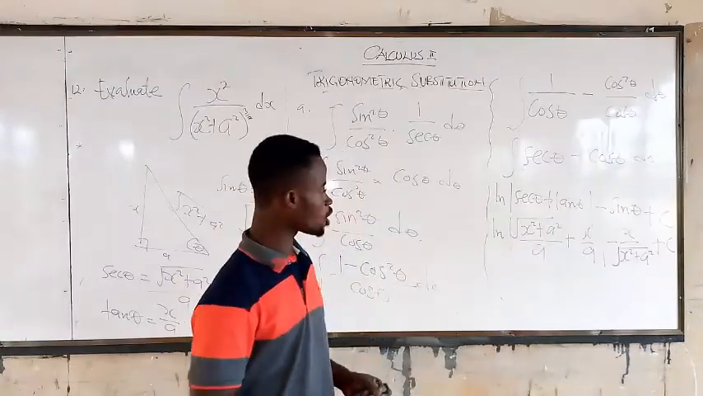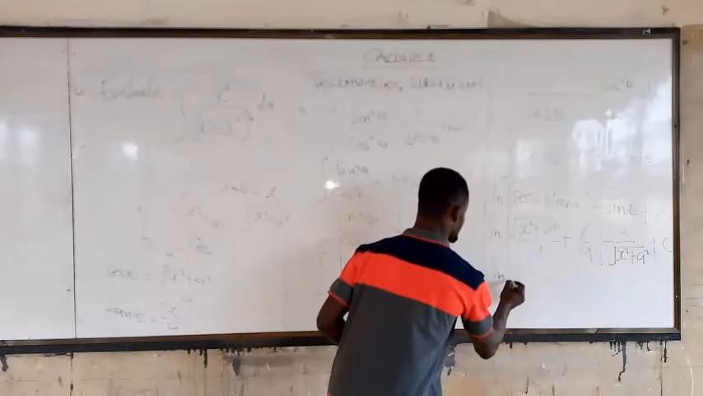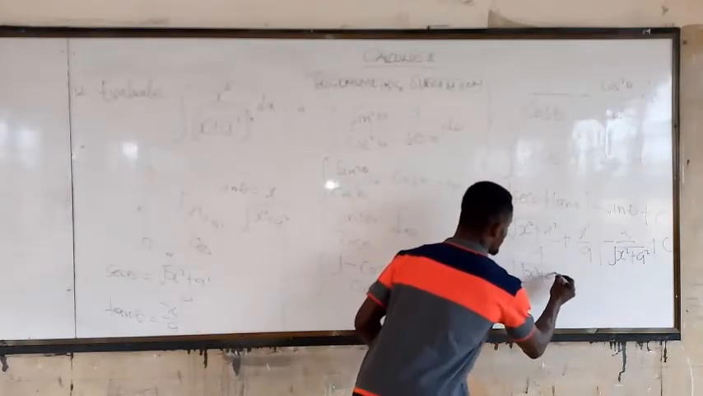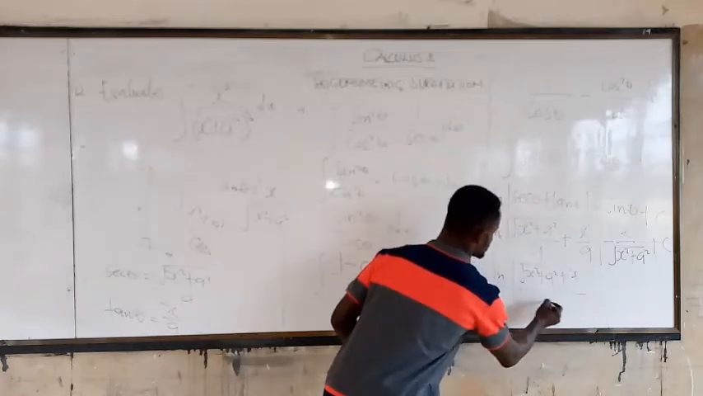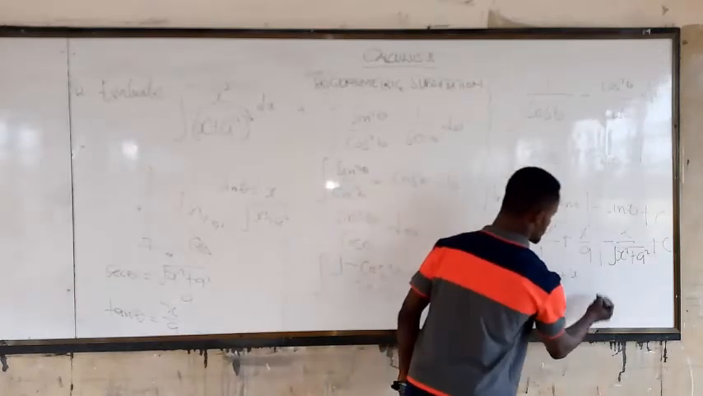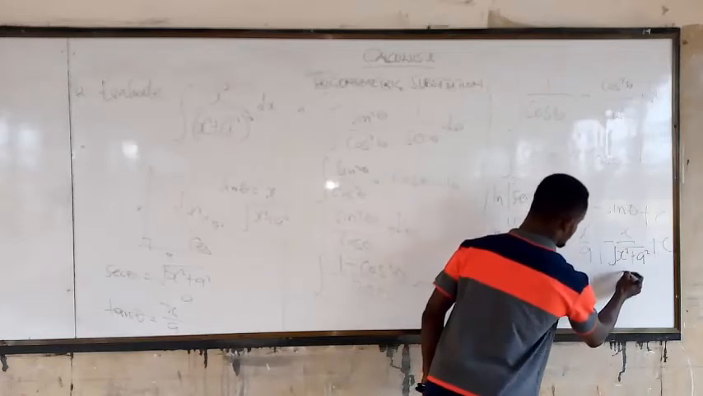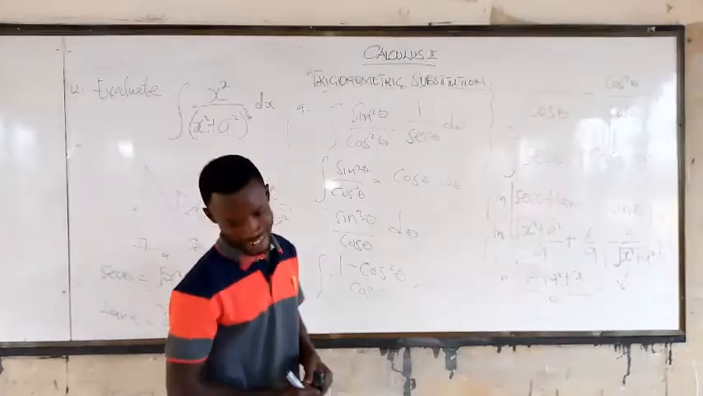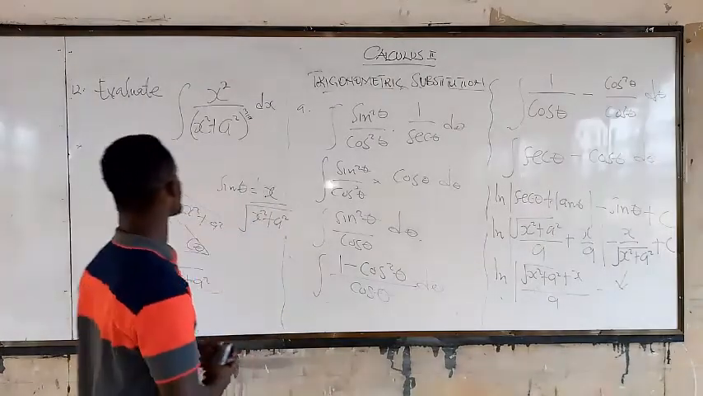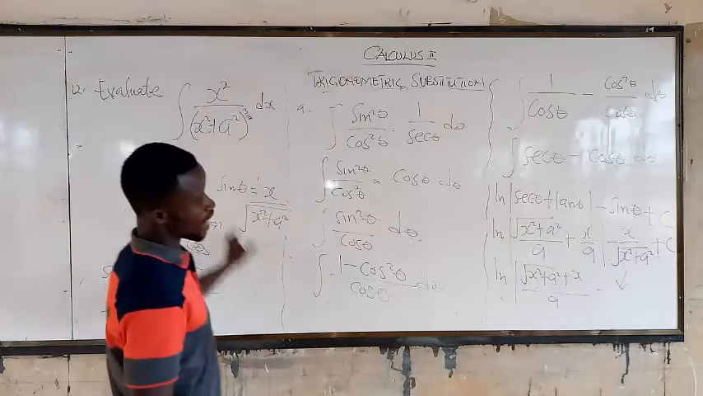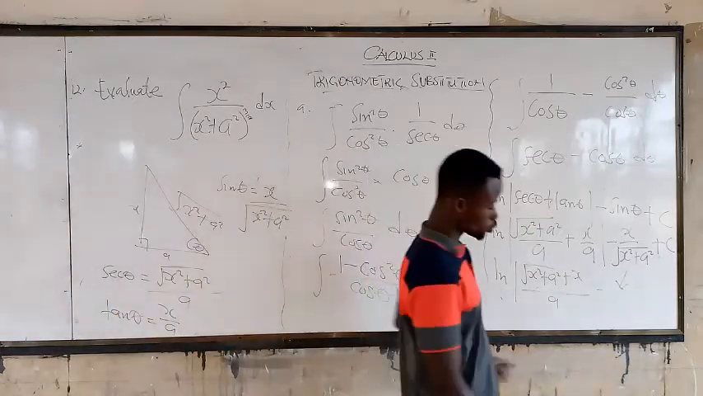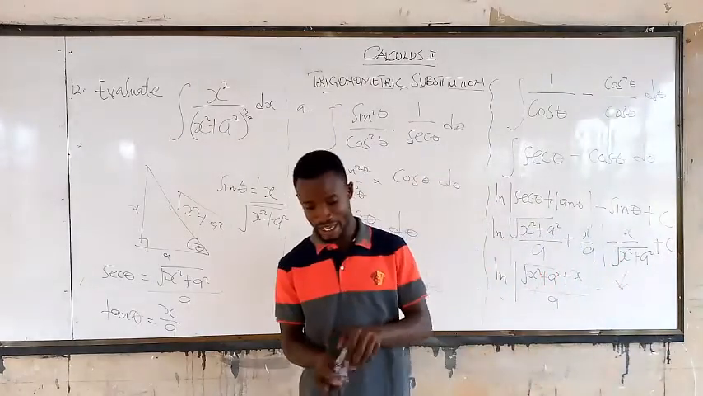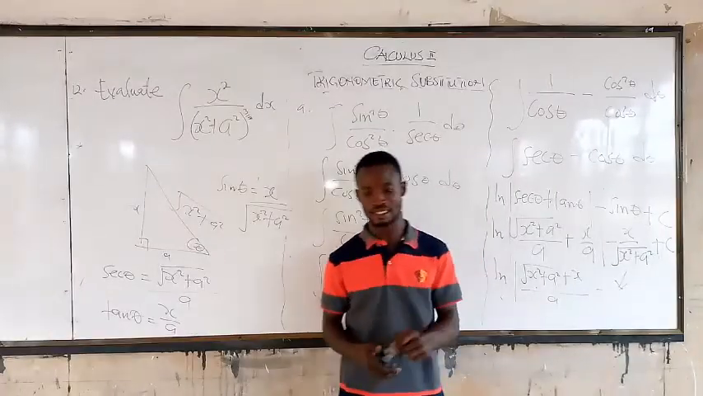So we can combine this and write it as ln of the square root of s squared plus a squared plus s, all over a, minus the whole of this. So that is the final answer for solving this question by trig substitution. Go back, watch the video again, and you will understand it.